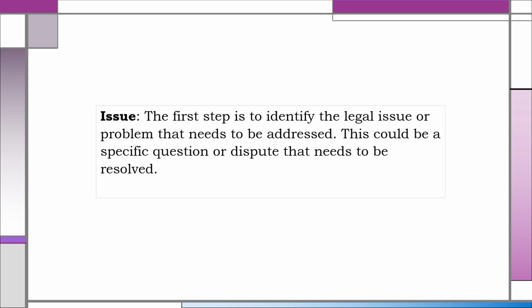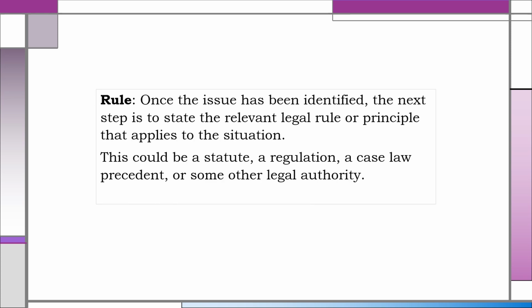Issue. The first step is to identify the legal issue or problem that needs to be addressed. This could be a specific question or dispute that needs to be resolved. Rule. Once the issue has been identified, the next step is to state the relevant legal rule or principle that applies to the situation. This could be a statute, a regulation, a case law precedent, or some other legal authority.